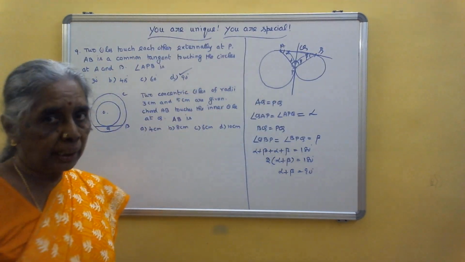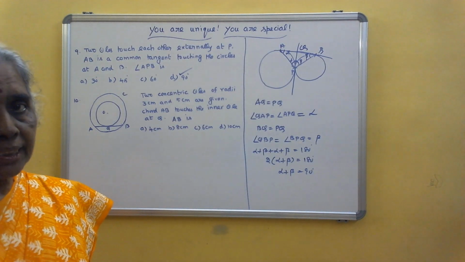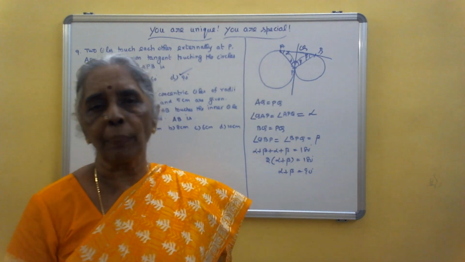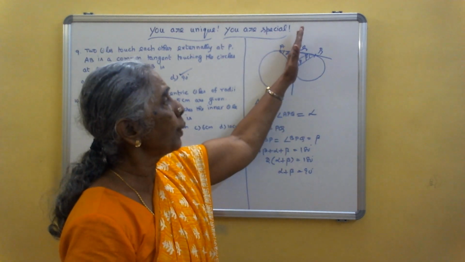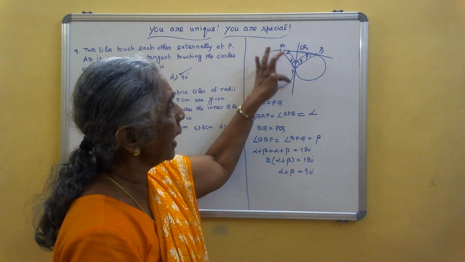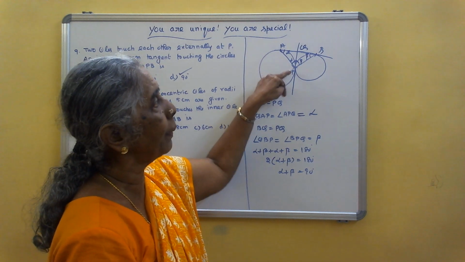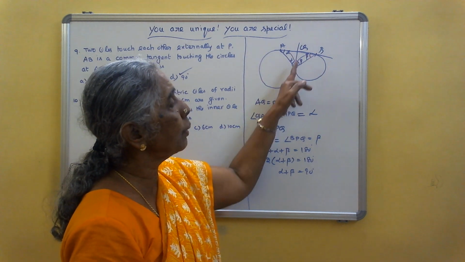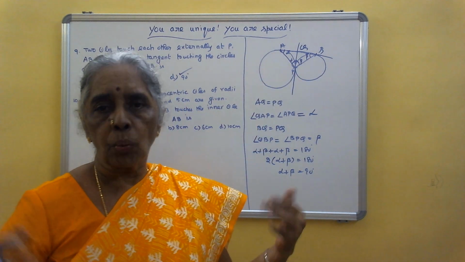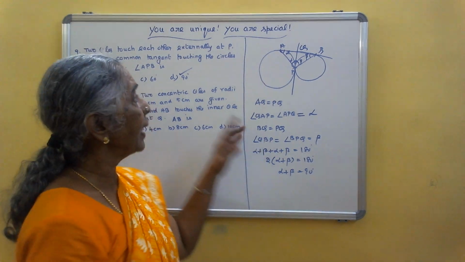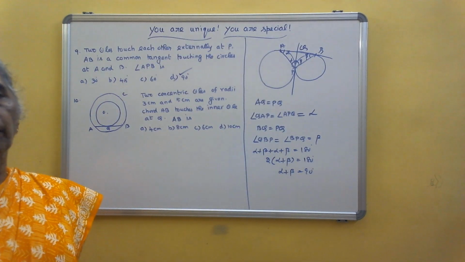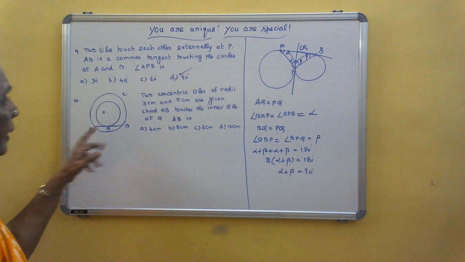Is this sum clear to you? We have done a construction here, otherwise we won't be able to find it. So after drawing that, we got these two tangents equal, so the two angles are equal, and these two tangents equal, so these two angles equal. Then using the angle sum property, we are able to find the angle APB. Okay. Now the tenth sum.